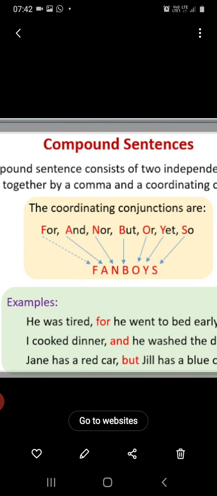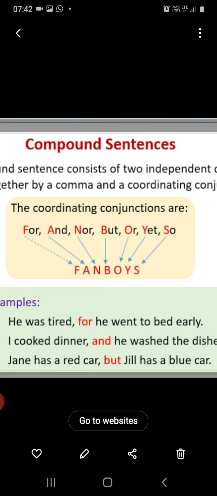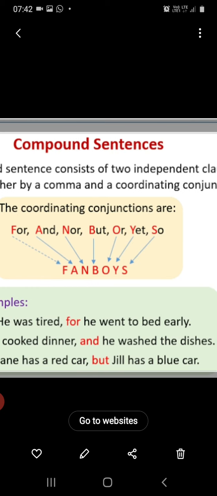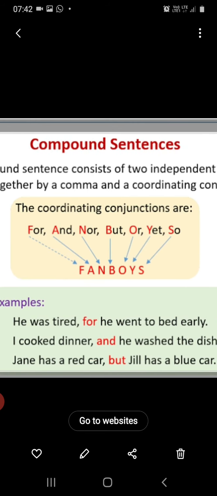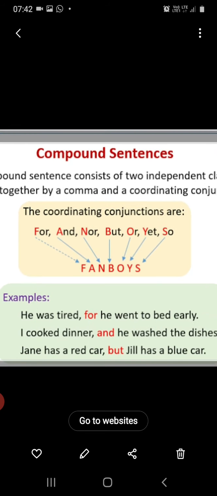Example: He was tired, for he went to bed early. I cooked dinner and he washed the dishes. Jane has a red car, but Jill has a blue car. So you have seen a number of examples. So you read it again, and in the previous classes also you learned well. So you can revise it and do the given work.